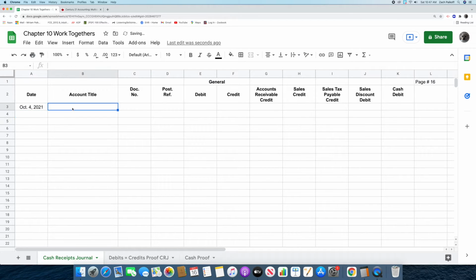Next, we're going to put in the name of the customer, which is Oakley Company, in the account title column. After that, we're going to put in the source document, which is R144, in the document number column. And then we're going to record the amount, which is $371, in the accounts receivable credit column, and also in the cash debit column.